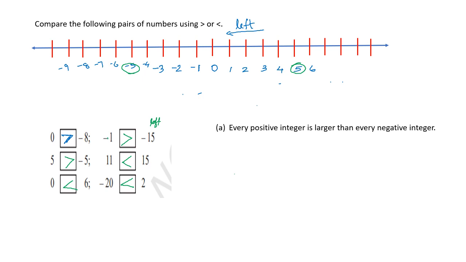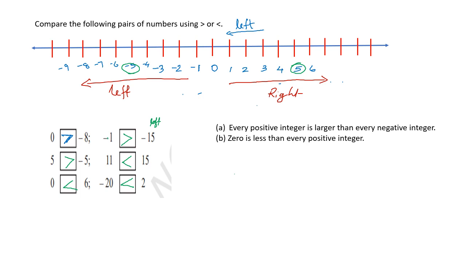So what you get? All these are positive, and all these numbers are towards the right of 0. And all the negative numbers are towards the left of 0. I told you as you move left, it becomes smaller and smaller. So every positive integer is larger than every negative integer.